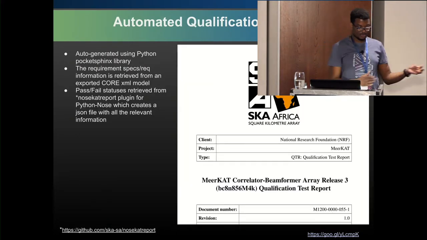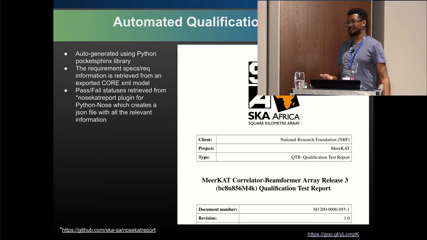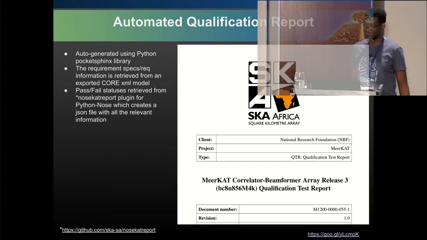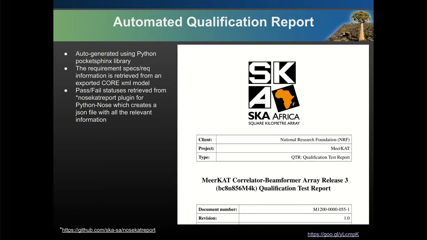And with all these tests, you need to generate documentation. How do I do this documentation? I use Pocketfix, and in the background, I've mingled and played around with a few scripts to make it much more readable, I think, for me. So all these tests that I got from SE, Systems Engineering, I run them, and it automatically generates a qualification report.